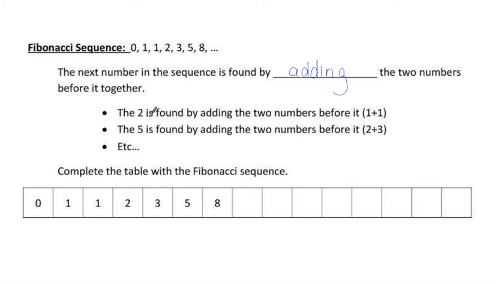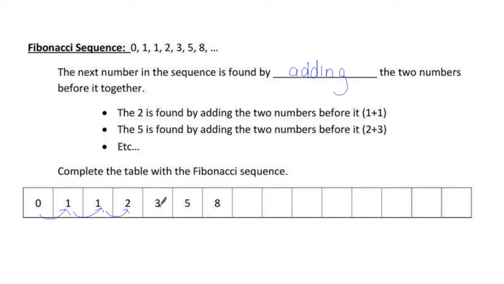So 2 is found by adding the two numbers before it, 1 and 1. The 5 is found by adding the two numbers before it. So we're going to add 2 plus 3 is 5, and so on. So if we complete the table with the Fibonacci sequence, 0 plus 1 is 1. And then we continue. 1 plus 1 is 2. And then 1 plus 2 is 3.